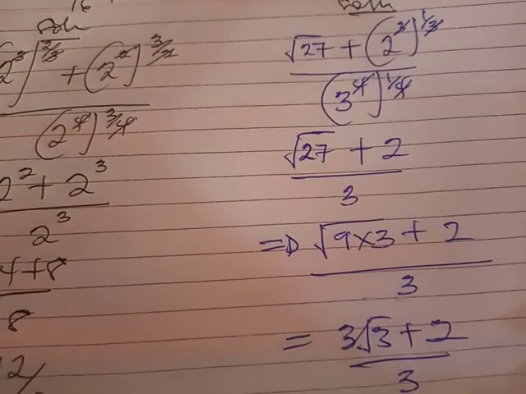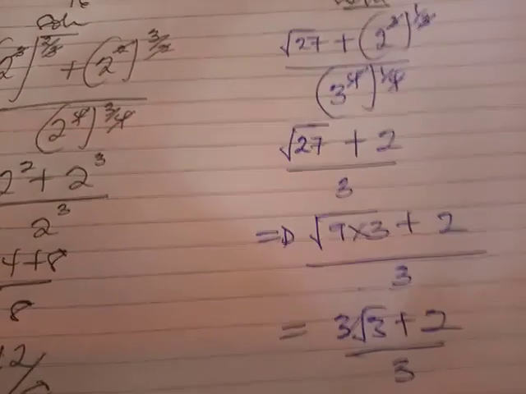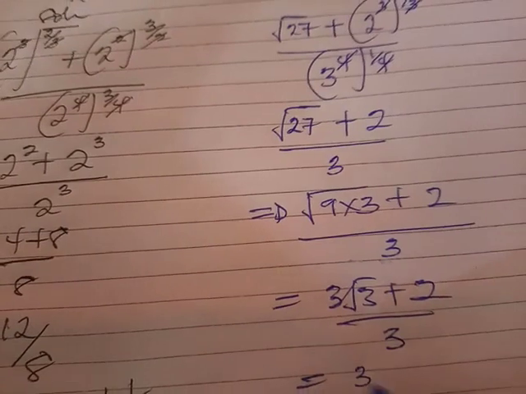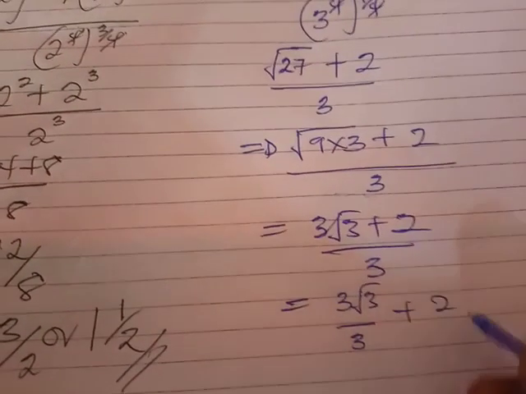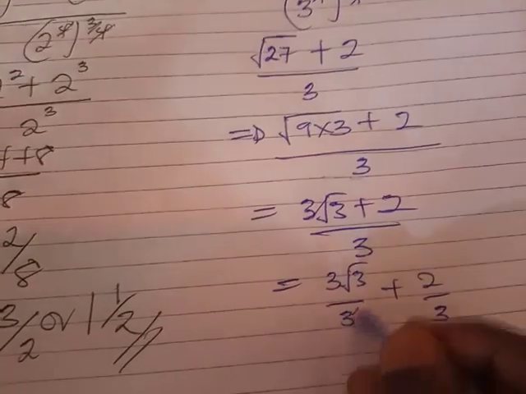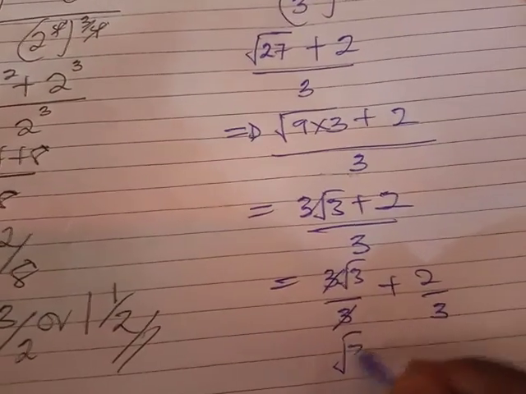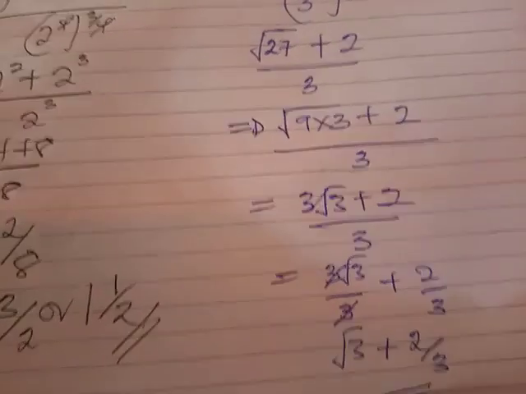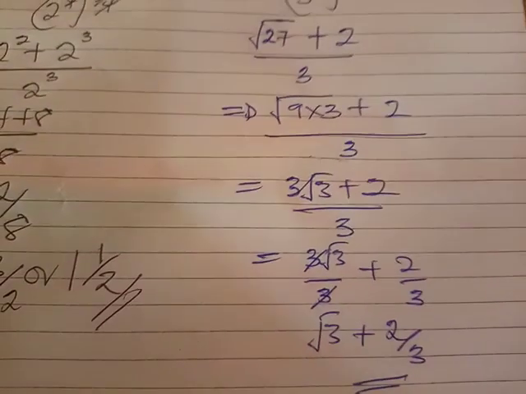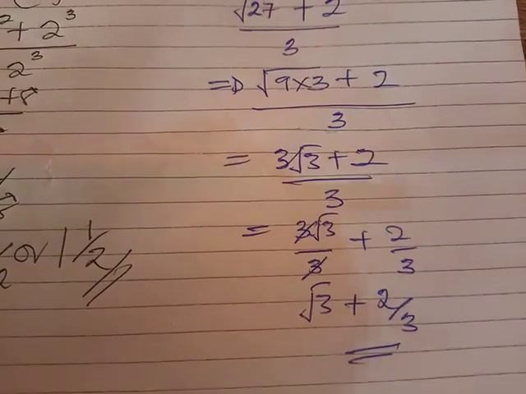Now this thing you see is the same as 3 root 3 all over 3 plus 2 over 3. This cancels that. You will be left with 3 plus 2 over 3. And I think you can end here, because that's the best, or that's how far you can go.